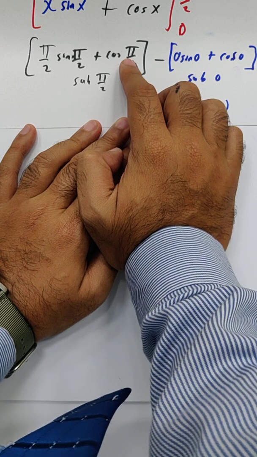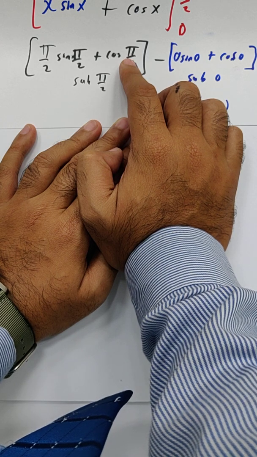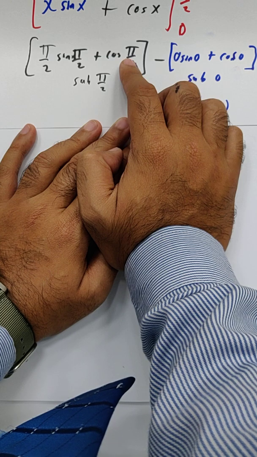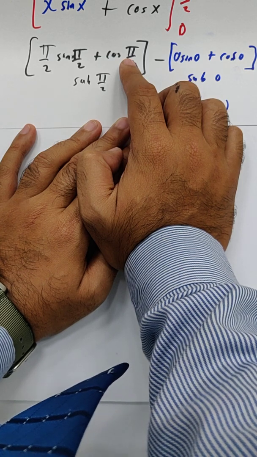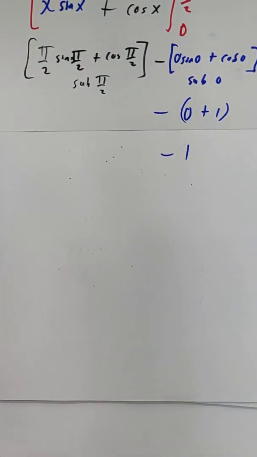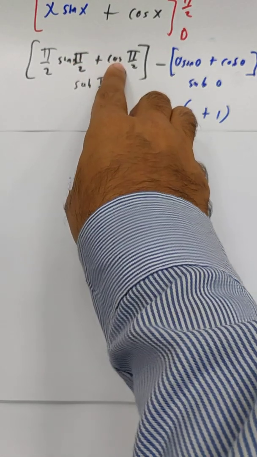Cos pi over 2. Someone got no 0? Cos pi over 2, what do you get? May I know the one that didn't get 0? Please raise your hand. I just want to show this careless mistake. Did someone get not pi over 2? Cos pi over 2, what do you get?